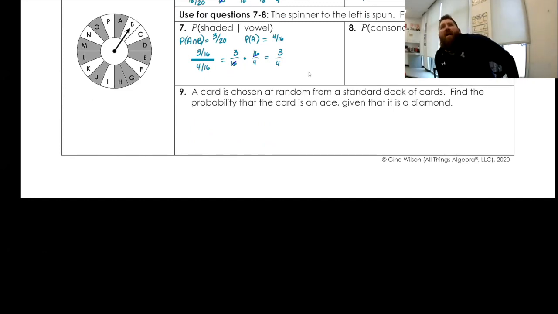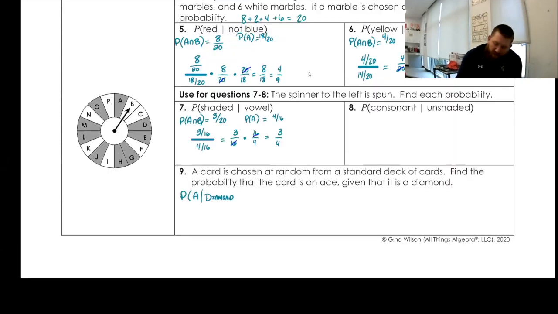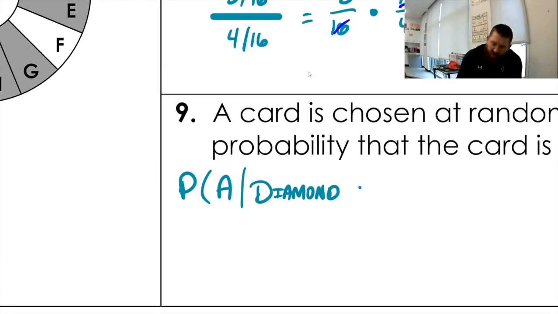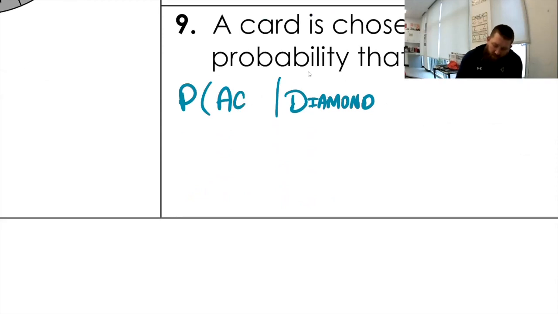So for number 9, I'm going to go ahead and show you my little short way before we go through and do the long way, and that's completely fine. A card is chosen at random from a standard deck of cards. Find the probability that the card is an ace given it's a diamond. So they want the probability of ace given diamond. Let me draw that A out so it doesn't confuse you guys. My bad, yo. Okay. Ace given diamond.